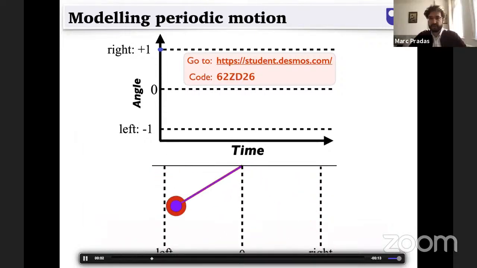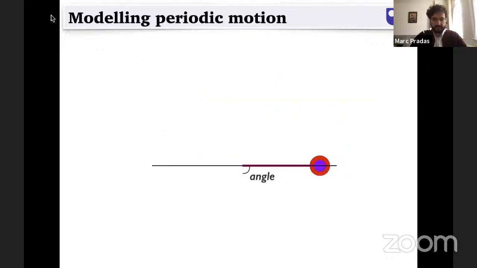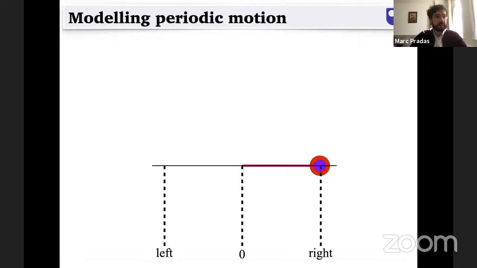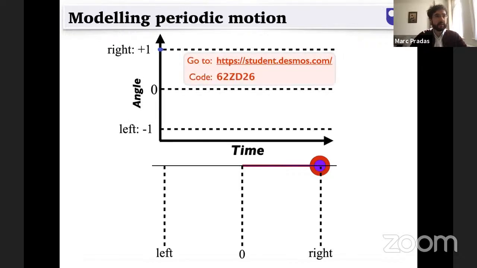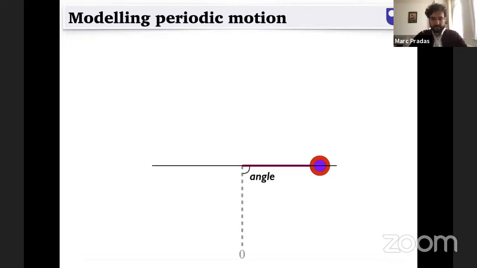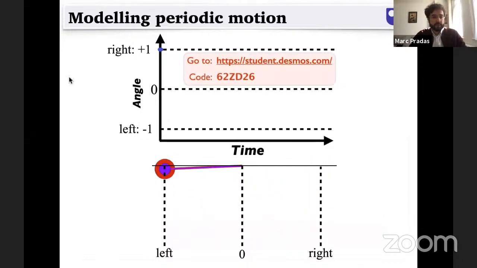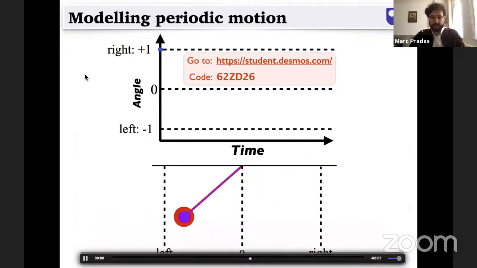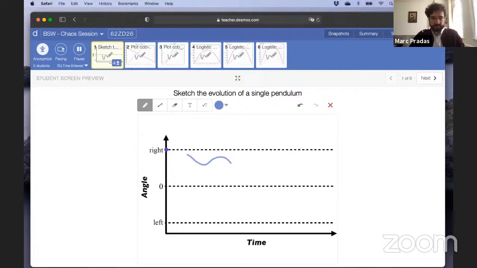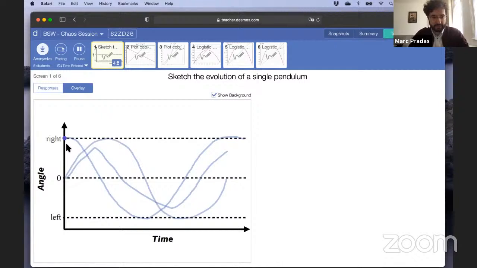We see some answers in the chat, yeah. We start to see some. I think we have some answers in Desmos that are in the right direction. Just to show you some of the answers that have been given, you can see that more or less all of them agree, showing this sinusoidal evolution in time.